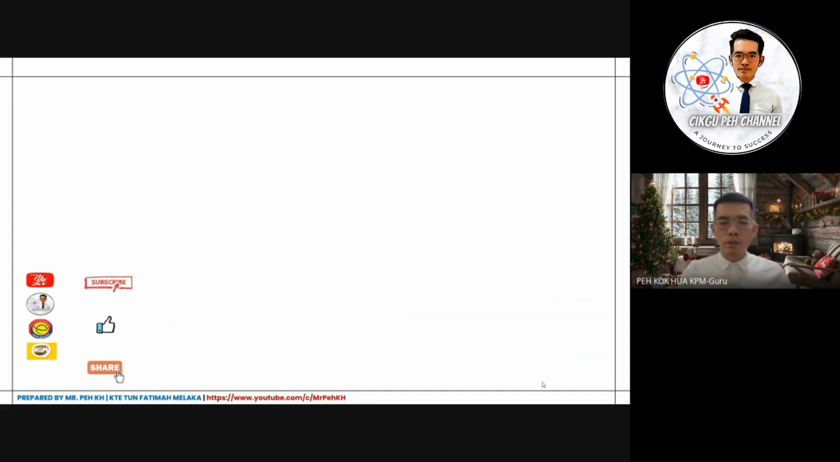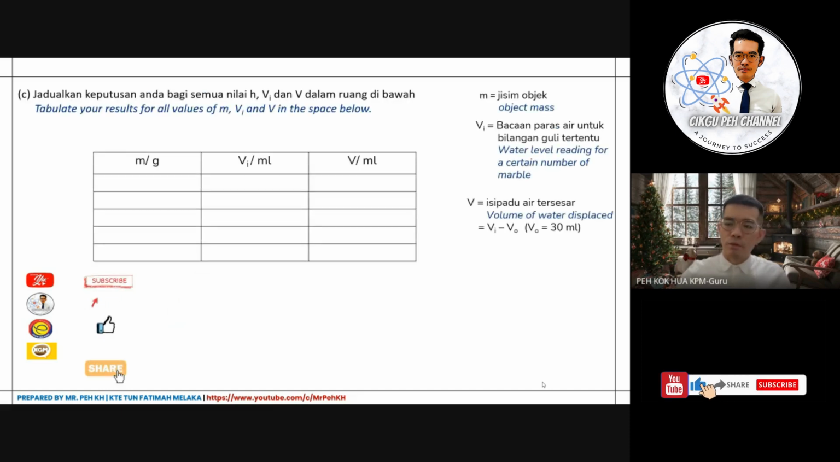Okay, now let us go to the tabulation question. Just now we already went through the symbols for tabulation. M will be the object mass, Vi will be the water level reading for certain numbers of marbles, and V will be the volume of water displaced. The M will have the unit of g, gram. Vi and V will be in ml or cm cube.